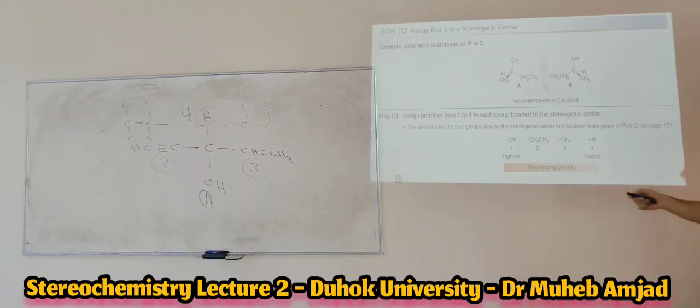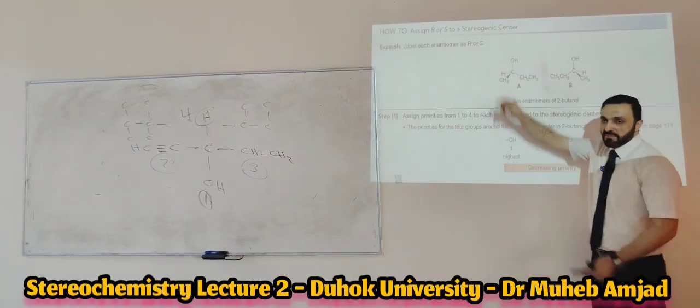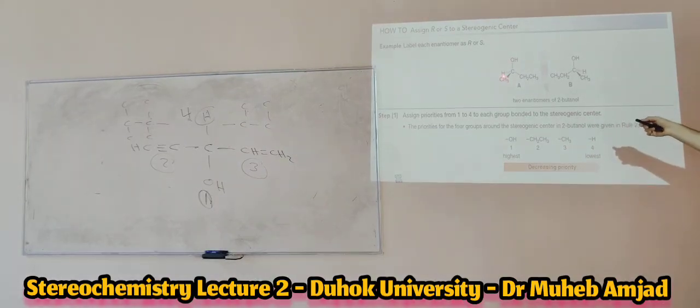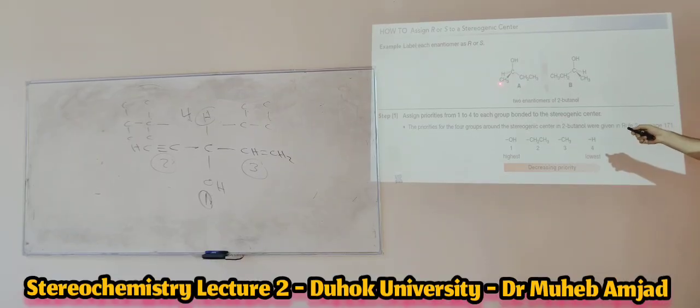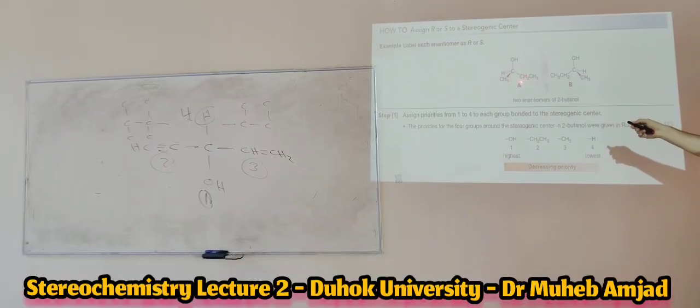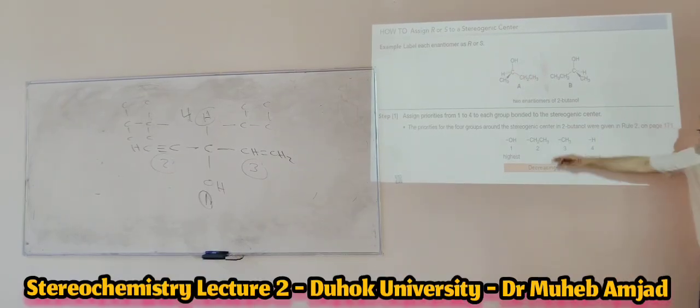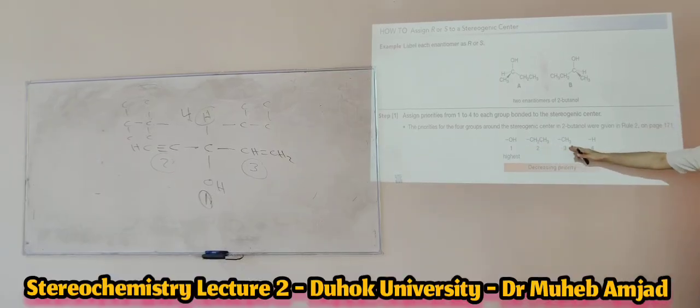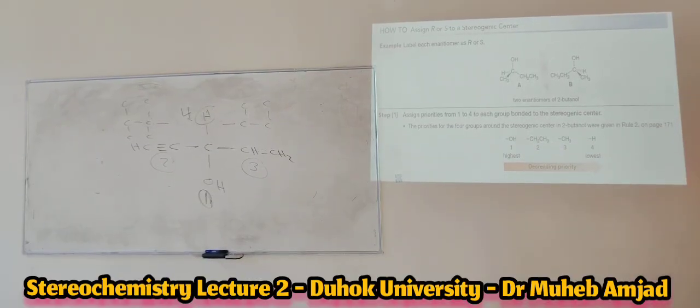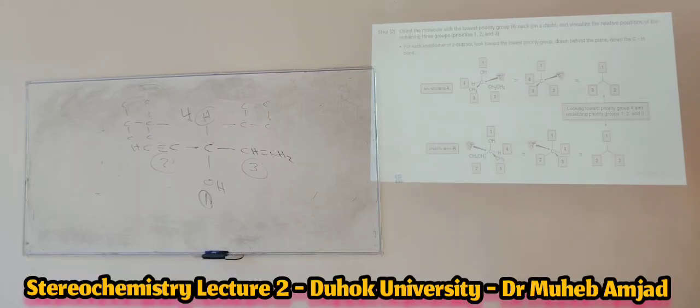We know the priority of the 4 groups around the stereogenic center in 2-butanol. For this 2-butanol, we apply rule number 2 here. This oxygen will be number 1, and hydrogen number 4. With this 3 and 2, is it this 2, 3 or this 2, 3? This 2 and this 3, because this has 2 carbon atoms and this has 1 carbon atom. Now, this is the priority for the OH, ethyl, methyl, and the hydrogen. We put the numbers now.